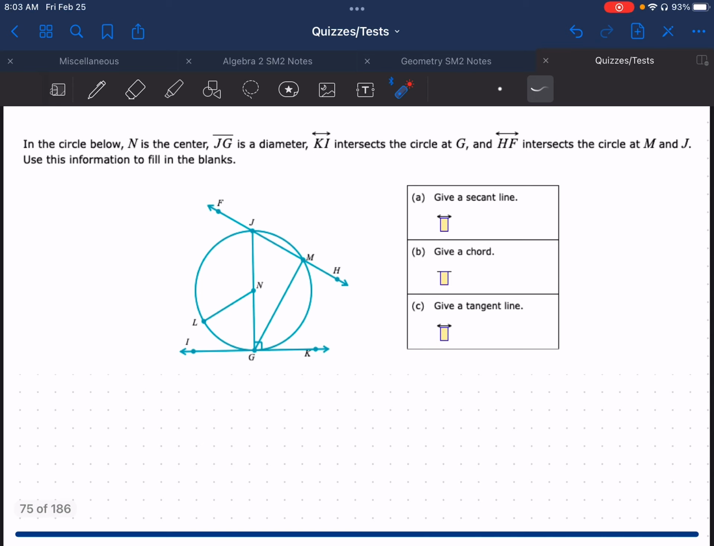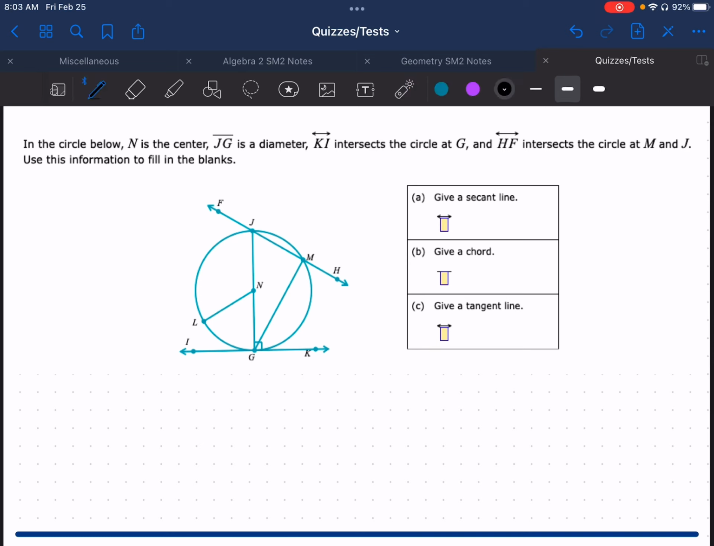In the circle below, N is the center. Segment JG is a diameter. Line KI intersects the circle at J, and line HF intersects the circle at M and J. Use this information to fill in the blanks.